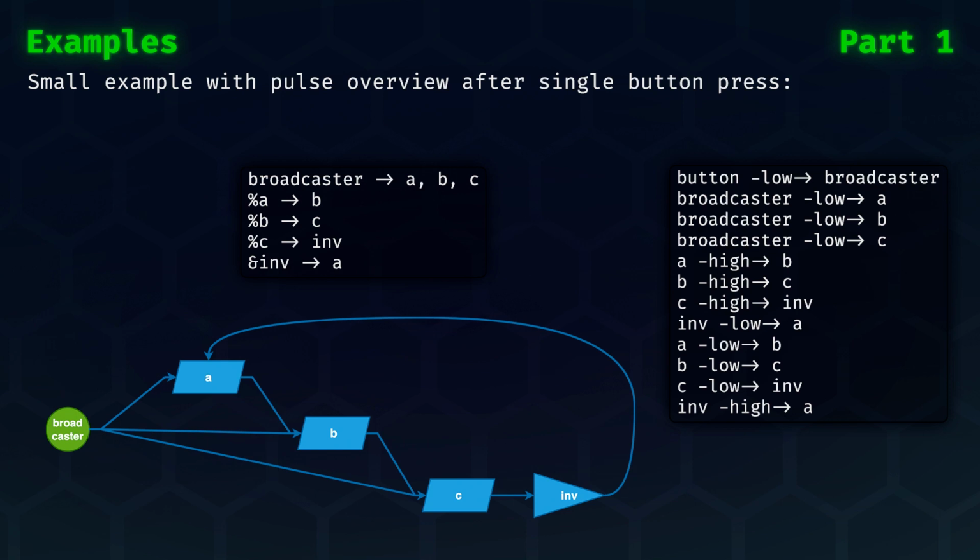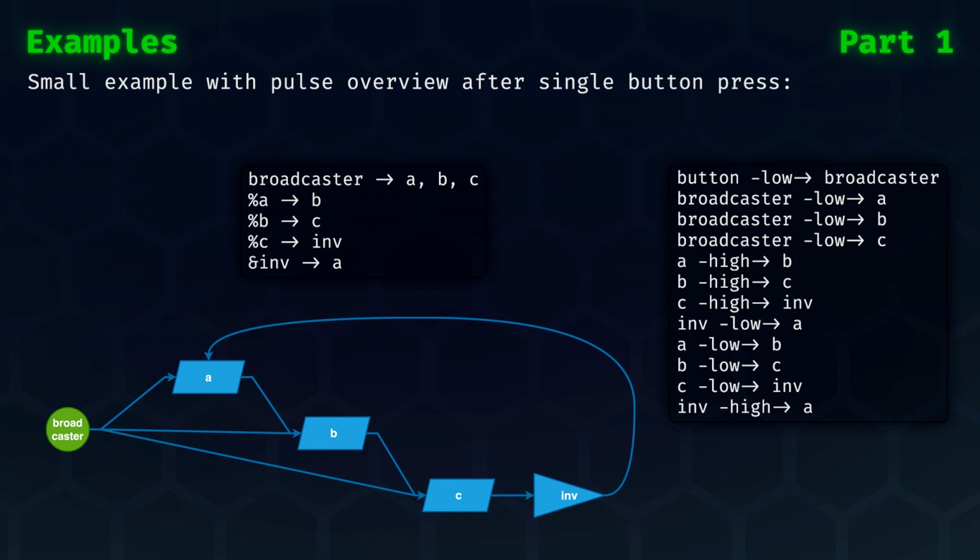In this first example, we have a broadcaster, 3 flip-flops, and a single conjunction. Because the conjunction only has one input, it effectively operates as an inverter. Then once we press the button, we first send a low signal to the broadcaster. The broadcaster emits the signal to its children again. Then the first module that we should process next is flip-flop A. It received a low pulse, which is a reason for the flip-flop to switch state. Subsequently, it sends a high signal to flip-flop B.